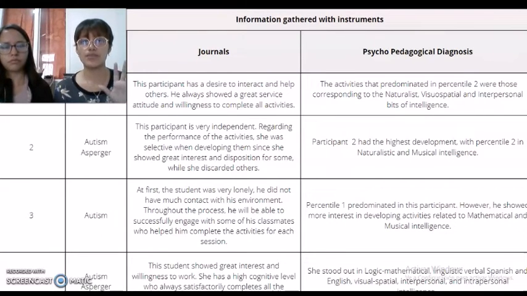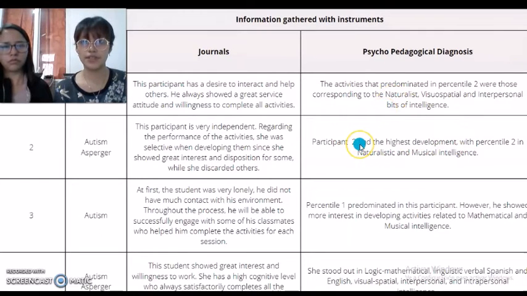So one general finding is that no children were in percentile 0. All children, despite having some difficulties with some activities, tried to do them. We showed them how to do it, we made some examples, and then they did it. But no children in this study were in percentile 0.